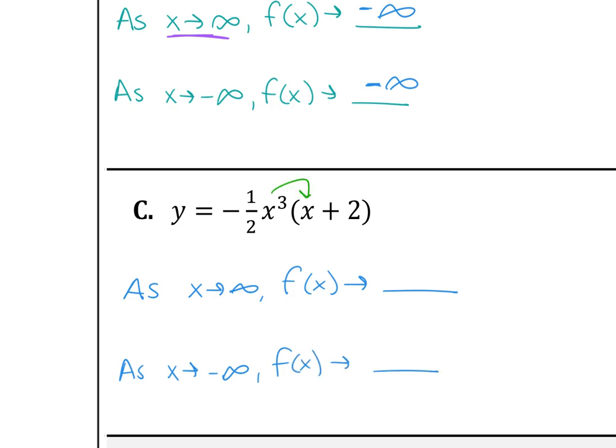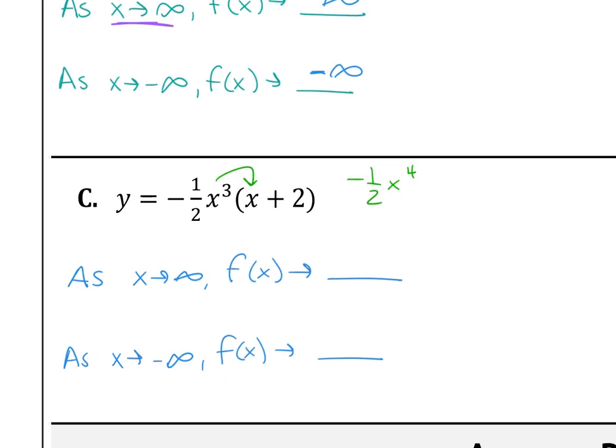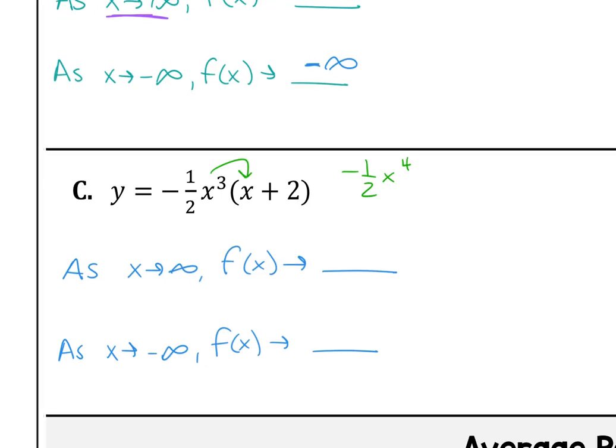If we were to distribute this in, we would get negative 1/2 x to the 4th. This is an even exponent with a negative coefficient, so it is going down. Here is our 0. Here is our x-axis. As we follow the graph to the right, positive infinity, we're heading to negative infinity. And as we are going to the left, we're going to negative infinity, going down.